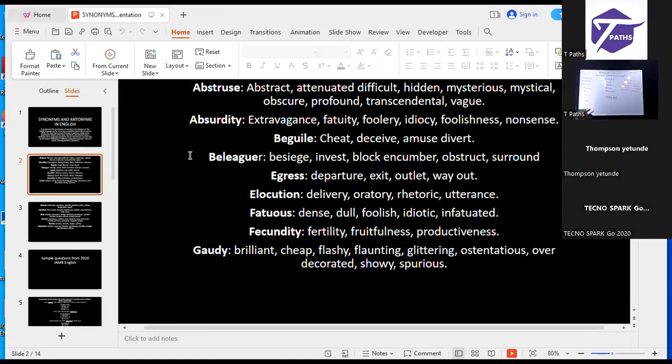Way out. Then look at the word elocution. What is the meaning of elocution? Delivery, oratory. What I'm doing now is called elocution. I'm talking, I'm delivering, I'm saying something. All right. So another word for elocution is rhetoric, utterance. Somebody who is making a presentation, talking, in speech. All right. That's another word for elocution.